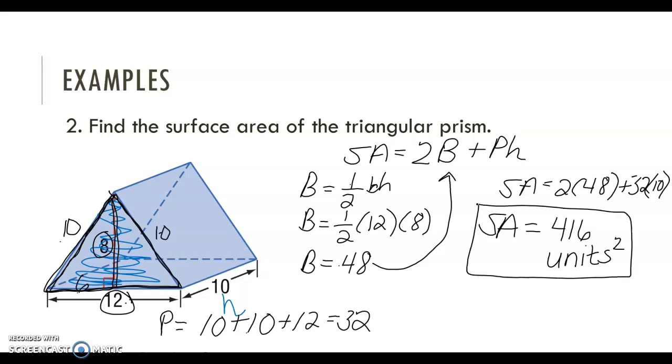Okay, and this formula should make sense. 2 of these base areas, and then if I take this whole perimeter times that height, it gives me all those rectangles along the side. All right, let's keep going.